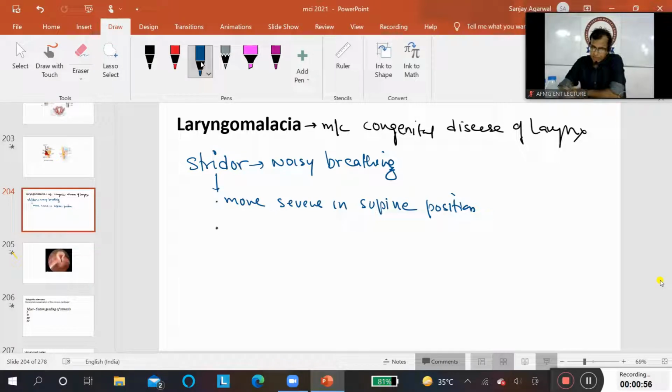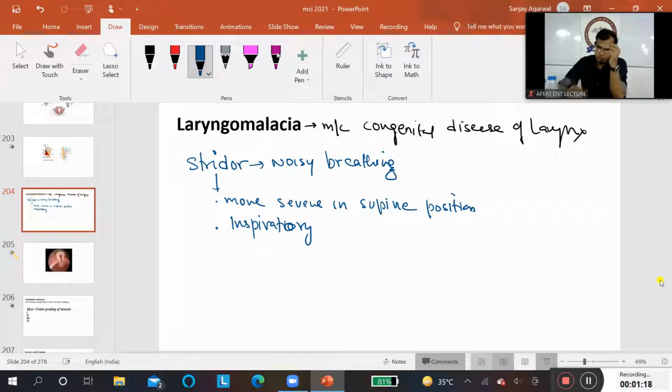And the second point is that it is inspiratory stridor. That means, what is inspiration? When the child is breathing in, only then there is a stridor. When the child is breathing out, there is no stridor. It's called inspiratory stridor.